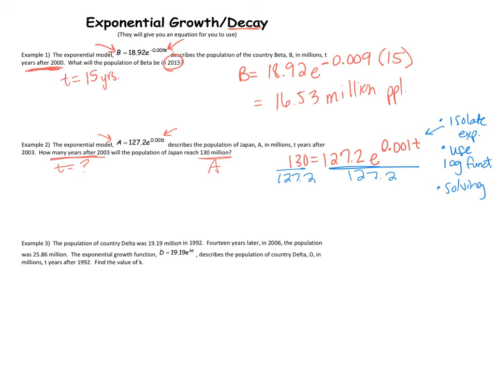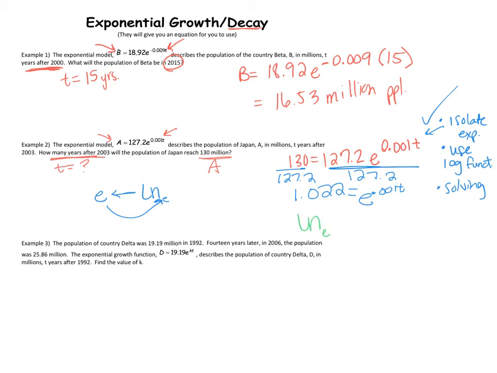Okay, when I do that, I should get 1.022 equals e to the 0.001 t. Okay, so now that it's isolated, I need to use a log function. So I would take the base of that e. Now remember, the base of e is a specific log. It's that natural log. Remember that e has a base for a natural log. So when I look at this one, I'm actually going to introduce a natural log.